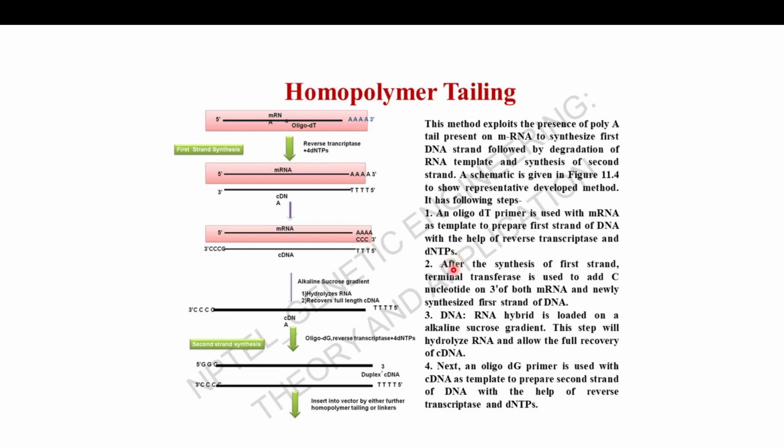In the second step, after the synthesis of the first strand, terminal transferase, which is again an enzyme, is used to add C nucleotides on the 3' ends of both the mRNA and the newly synthesized strand of cDNA. At both the 3' ends, some C residues are added, and this DNA RNA hybrid is loaded on an alkaline sucrose gradient. This step will hydrolyze RNA and allow the full recovery of cDNA.